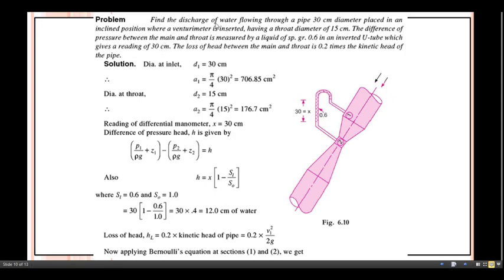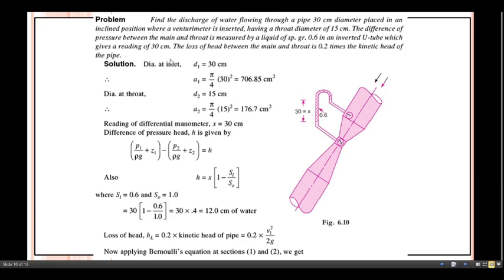Now we'll move towards the next problem. Find the discharge of water flowing through a pipe 30 centimeter diameter, placed in an inclined position where a venturimeter is inserted. Having a throat diameter 15 centimeter, the difference of the pressure between the main and throat is measured by a liquid of specific gravity 0.6 in an inverted U-tube, which gives a reading of 30 centimeter. The loss of head between the main and throat is 0.2 times the kinetic head of the pipe.